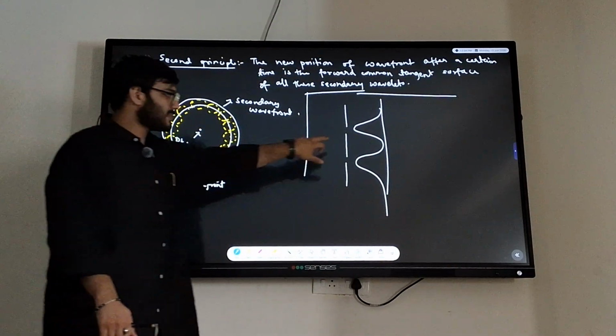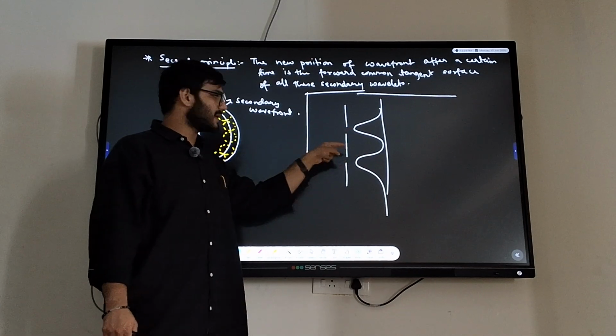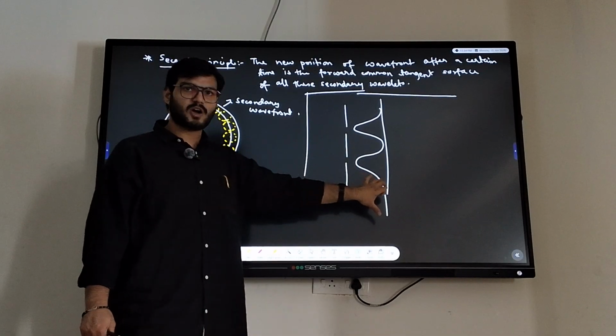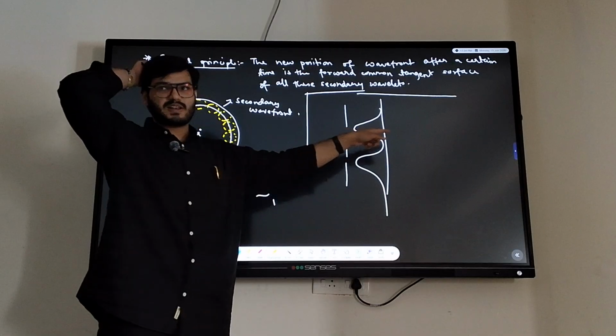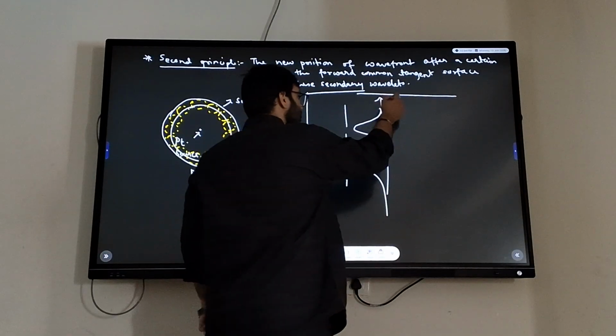There should be two maximas, a minima here, because obviously no particle will go in this region, it's blocked. And what about here? It's also blocked. So if I throw balls, then a distribution like this should be seen, right? Yes or no? This is my intensity distribution.